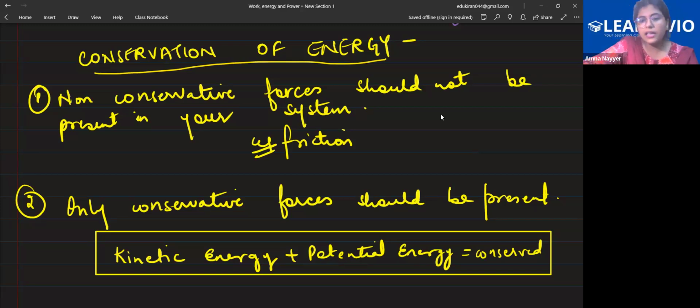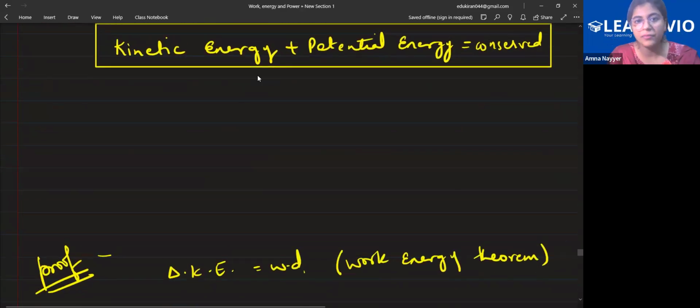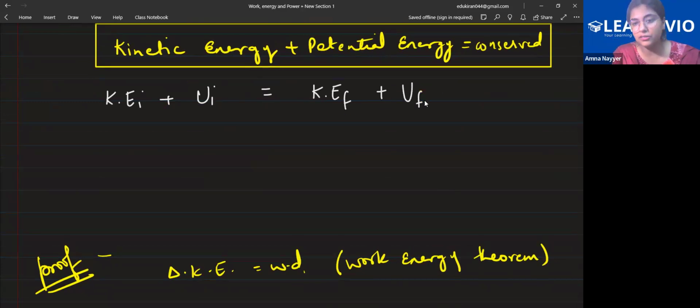So in our cases, we have talked about only two kinds of energies: kinetic energy and potential energy. So the sum of the kinetic energy and potential energy is going to be constant. That is what is meant by it. Kinetic energy initial plus potential energy initial is equal to kinetic energy final plus potential energy final.